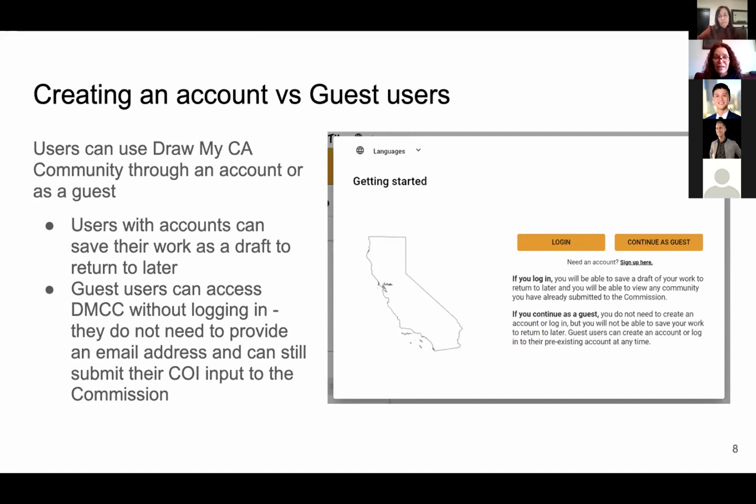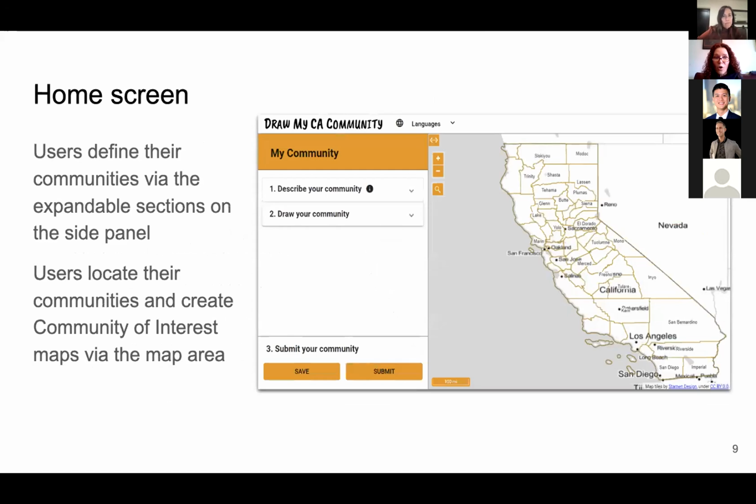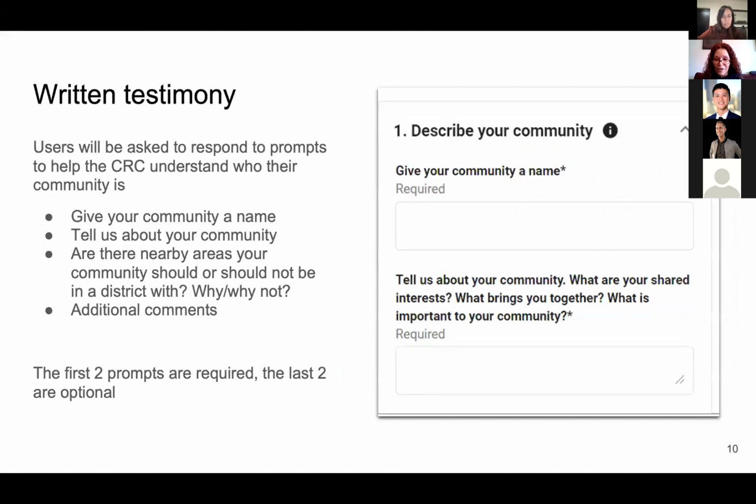And next slide, please. The home screen looks like this. Users basically define their community, and then they locate their community. They create a little community of interest via the map area. Next, please. And yes, the COIs are self-identified. I just saw this little chat pop up. Yes, they are self-identified. And that is, in fact, the goal of this tool, to allow people to self-identify.